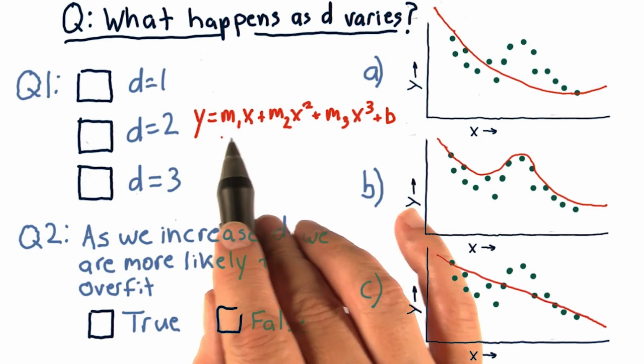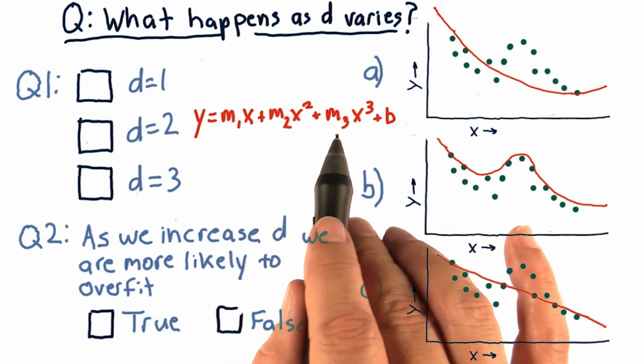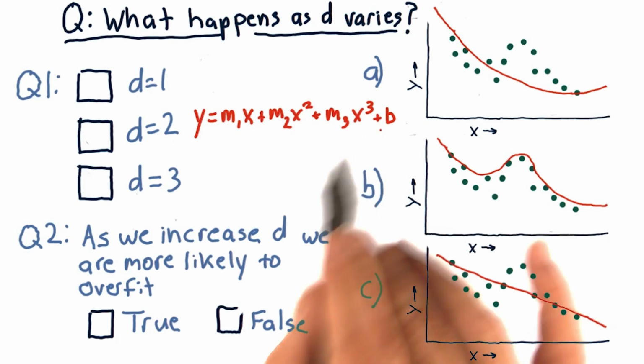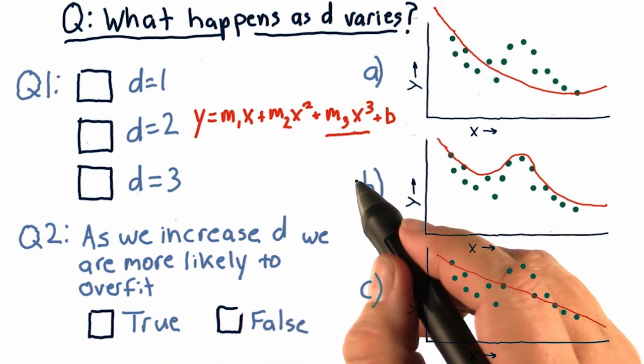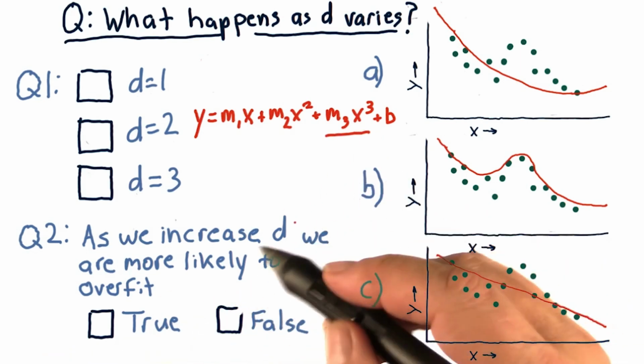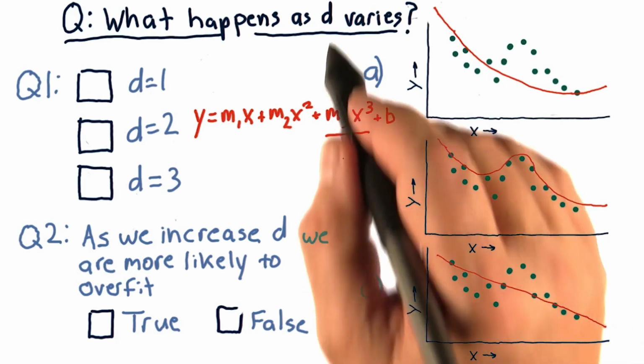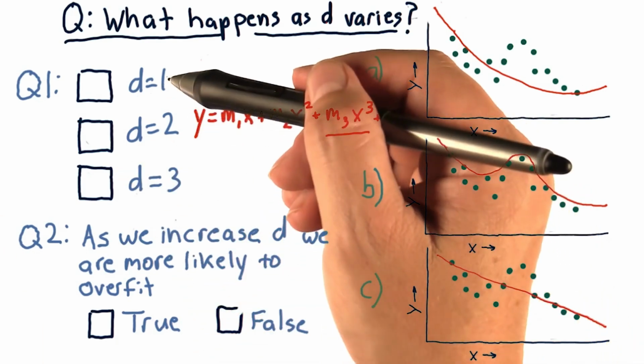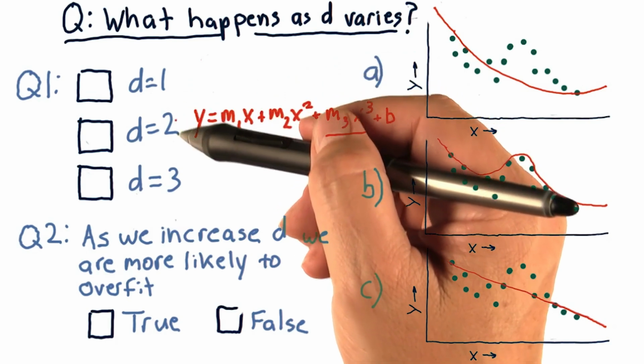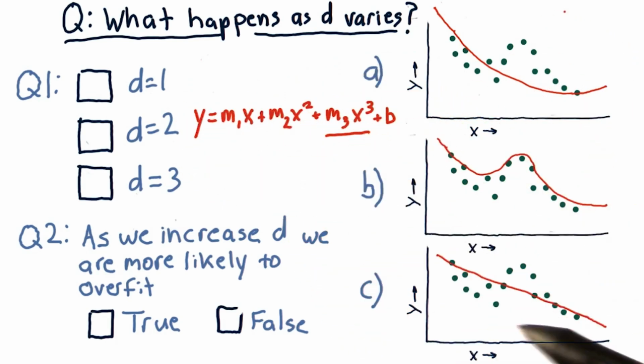It's m1 times x, m2 times x squared, m3 times x cubed plus b. This is a third order polynomial, or a polynomial of degree d. So I want you to consider d equals 1, d equals 2, d equals 3, and I want you to select which model over here goes with that degree. Then I want you to consider this question, true or false. As we increase d, we are more likely to overfit.